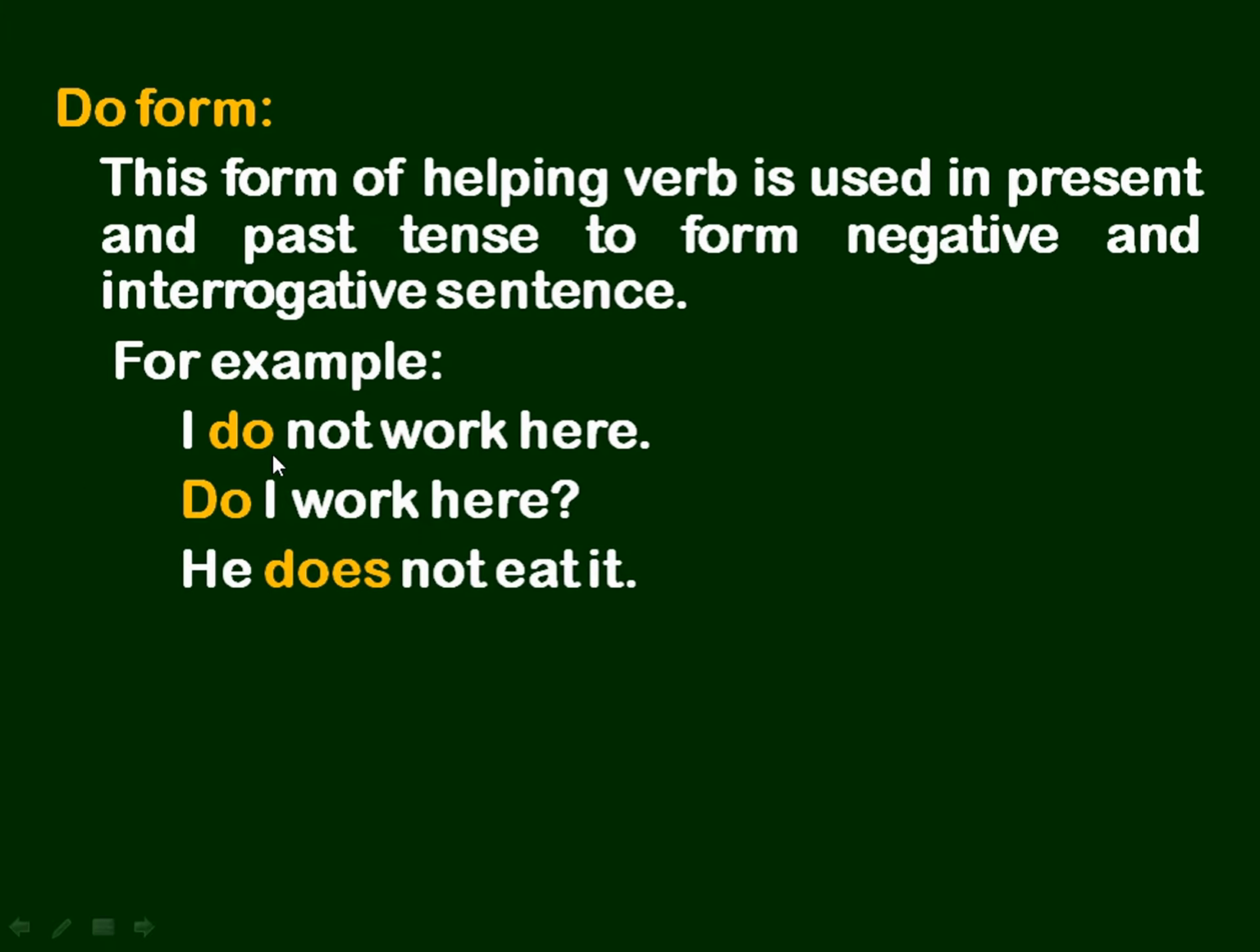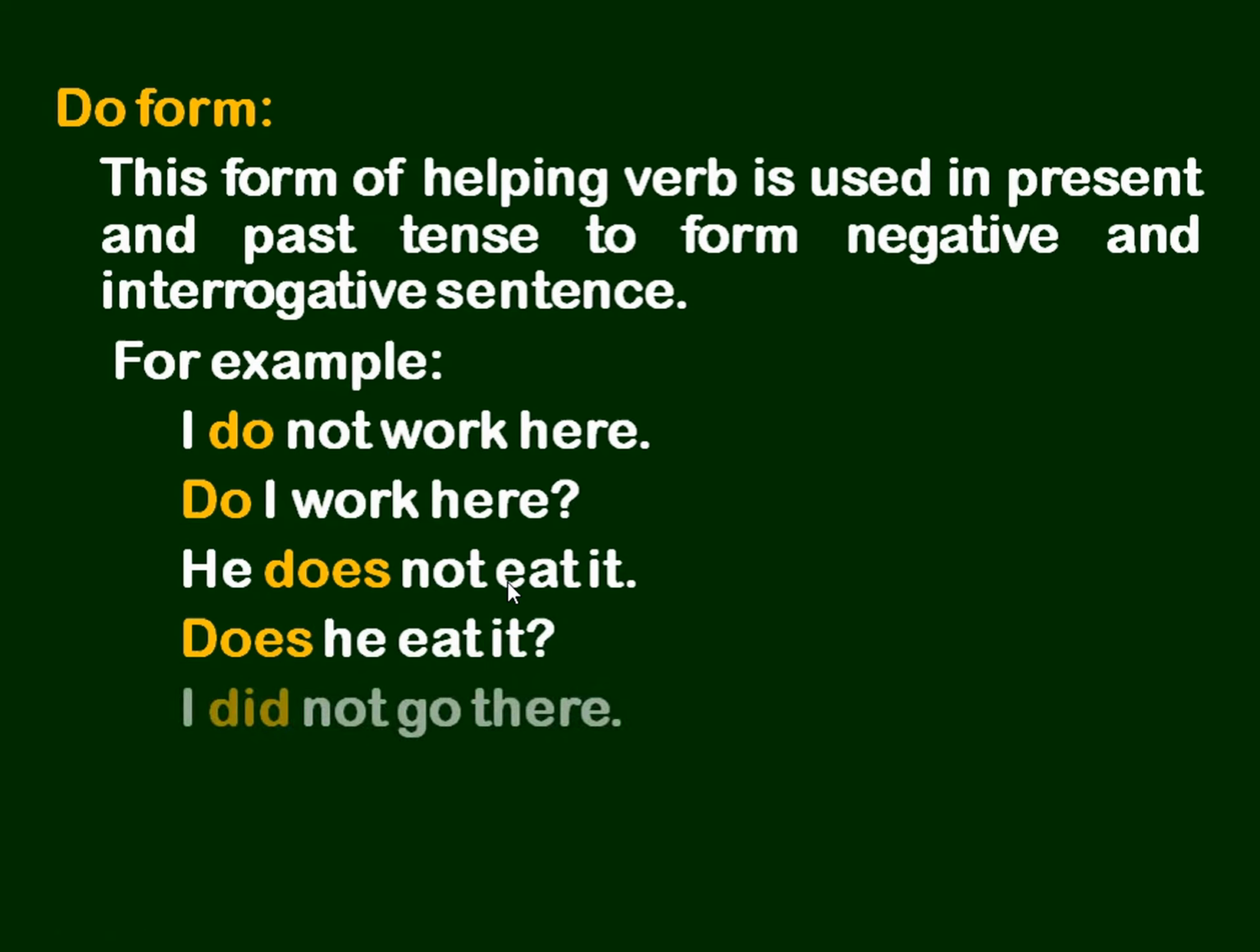So do has two forms in simple present, do and does. So he agrees with does. He does not eat it. Does he eat it? So this is interrogative. I did not go there, simple past negative. Did I go there? The interrogative, simple past. So we have three forms here: do, does, did, in simple present and simple past.